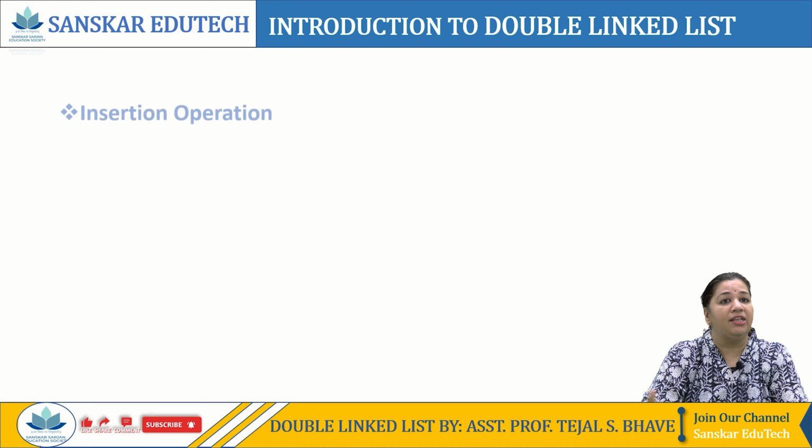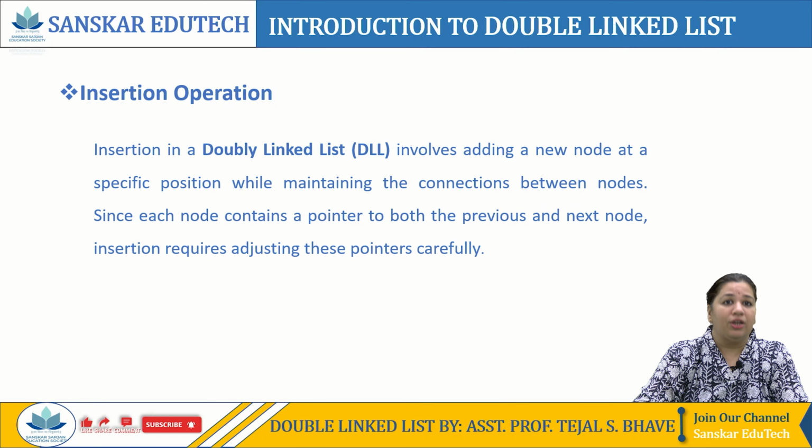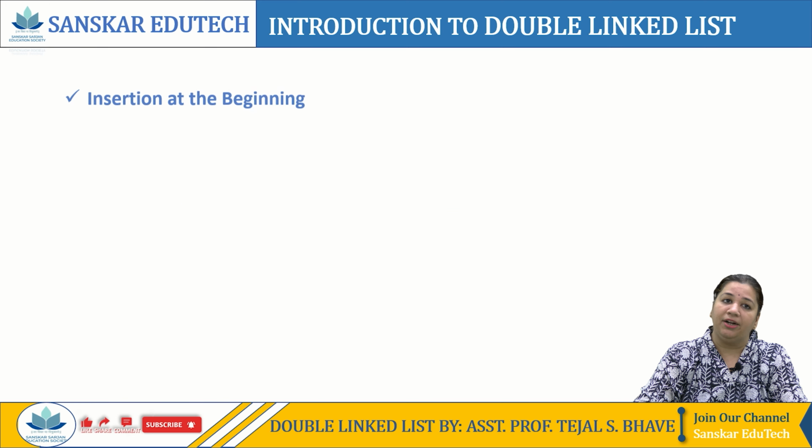Next operation is insertion operation. Insertion in a double linked list refers to the process of adding a new node in a linked list. There are three cases while inserting a new node in the linked list. We can insert a node at the starting position, at the end, or we can insert at a specified location. We will see all the cases in detail.